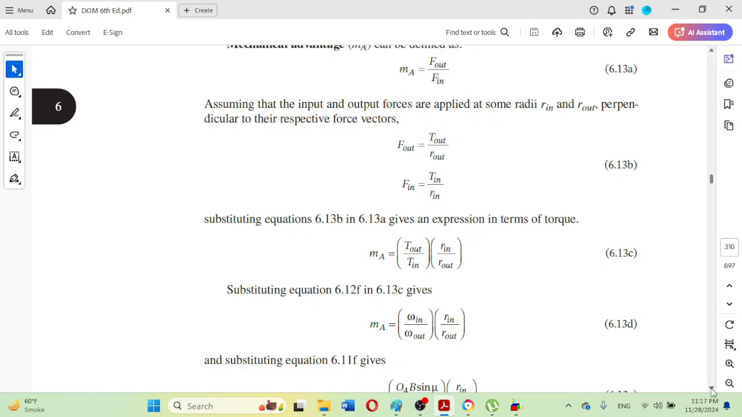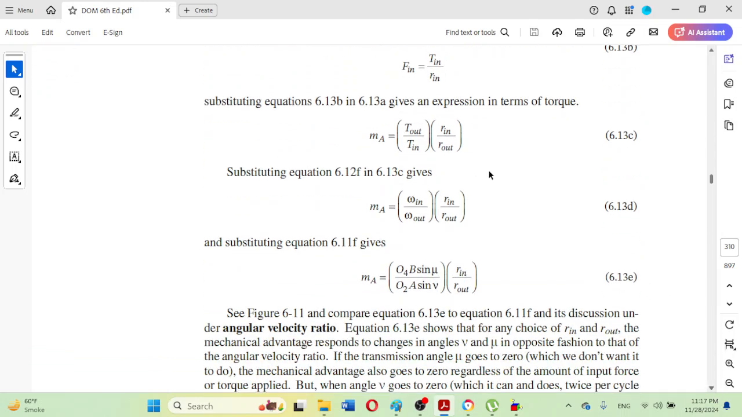So, mechanical advantage. The final formula for mechanical advantage is equation 6.13d. We must memorize this equation for practical purposes, for solution purposes: mechanical advantage is omega in by omega out, into r in by r out.